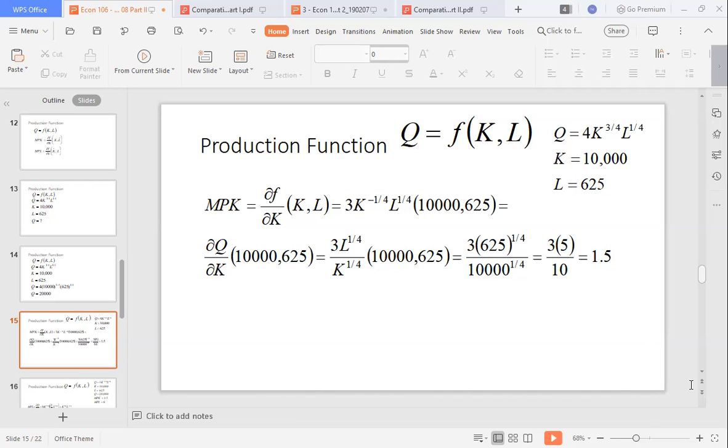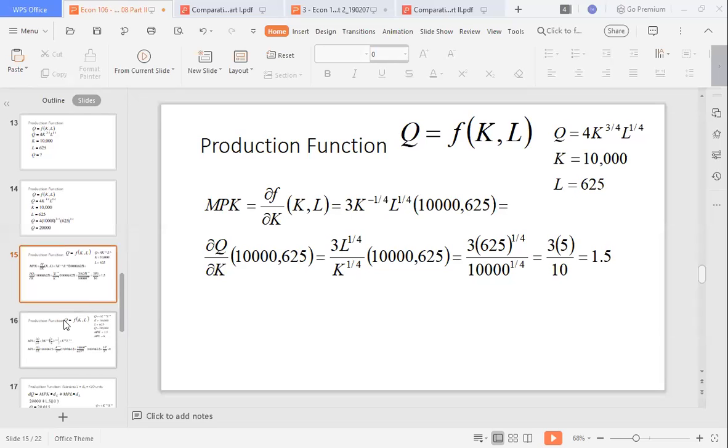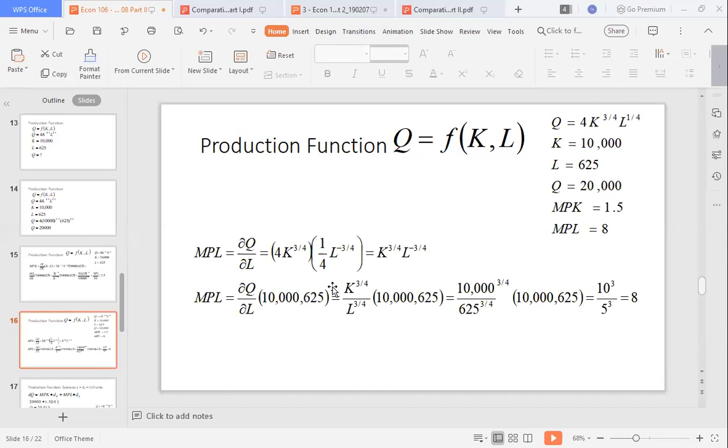Okay. Sige. We'll pause the recording, and we'll do the same for MPL. Okay, so we have one correct answer. Now let's go over to how we obtain MPL. So again, it is just the same exercise as MPK. But now the scenario is that we're holding capital constant here. So we're only allowing L to change.